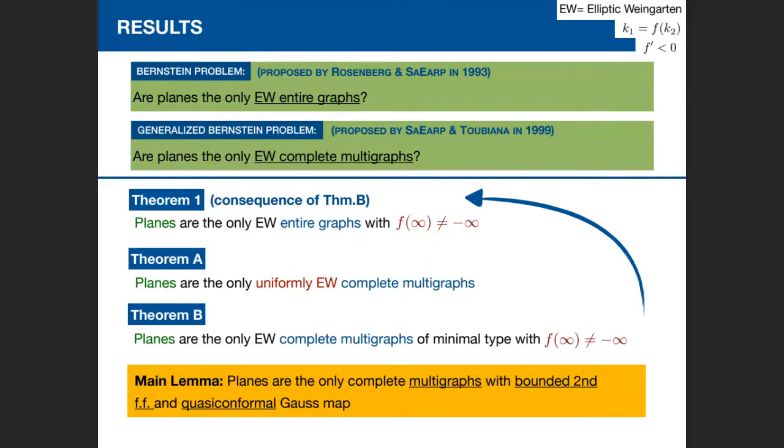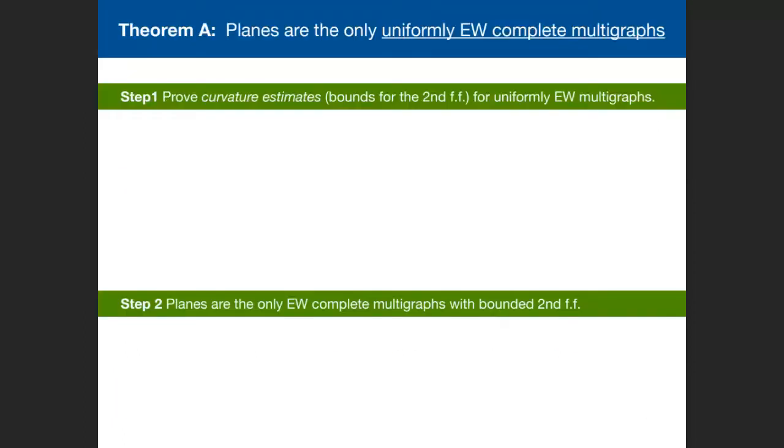So this is theorem A, okay? Planes are the only uniformly elliptic complete multigraphs. So if my function f is uniformly elliptic, then the only possibility is the plane. The proof of theorem A has two steps, okay? In the first step, we are going to prove what are called curvature estimates for our surfaces. Curvature estimates means proving that the second fundamental form is bounded. So the principal curvatures are bounded, okay?